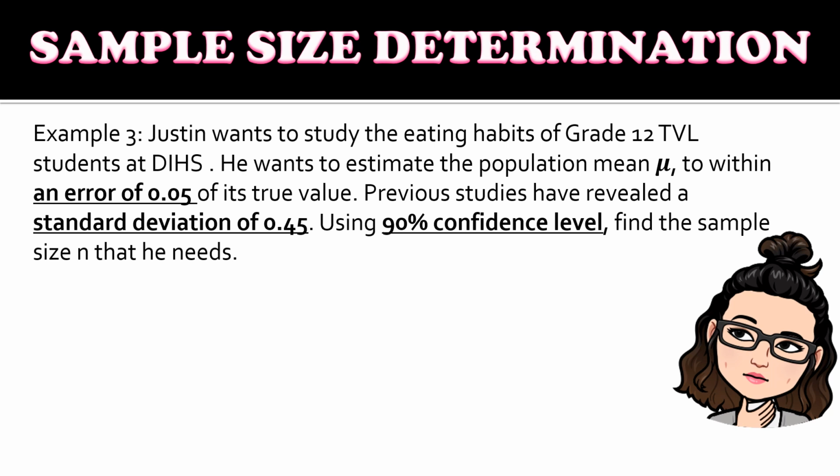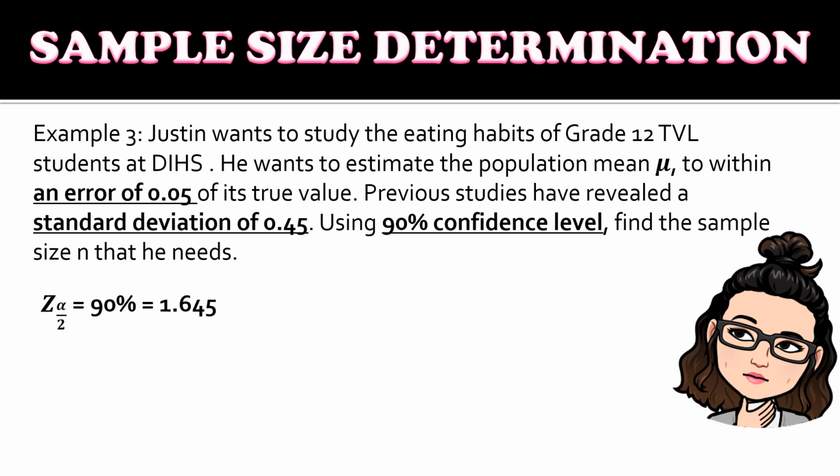Example number 3. Justin wants to study the eating habits of grade 12 TVL students at DIHS. He wants to estimate the population mean to within an error of 0.05 of its true value. Previous studies have revealed a standard deviation of 0.45. So using a 90% confidence level, find the sample size that he needs.